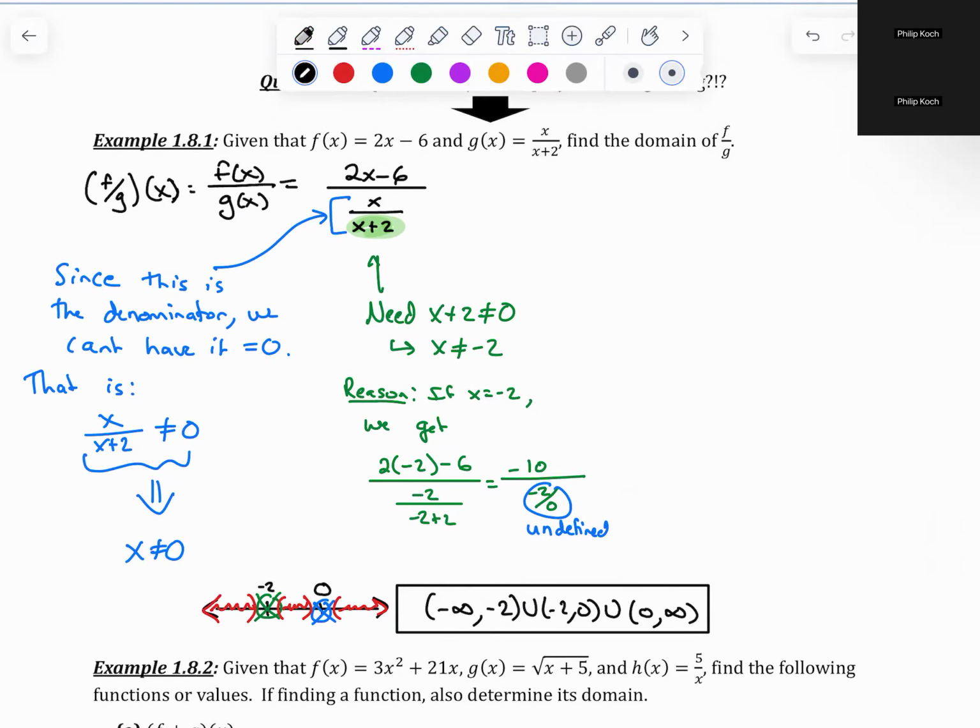And notice that this question didn't ask me to find f over g of x, so I don't need to even bother simplifying it. I can if I want to, but the question was just asking for the domain, so I'm done when I do this. So technically you don't have to write it.